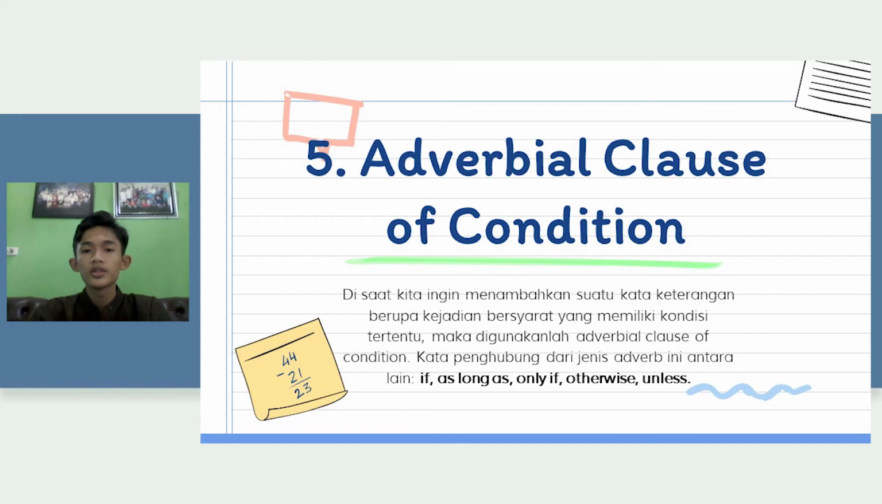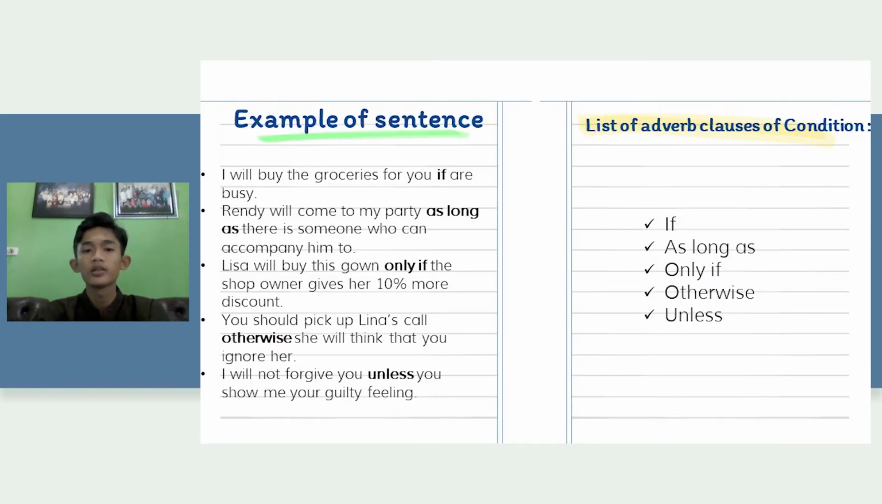Example of sentence using the adverbial clause of condition. Number 1 is I will buy the groceries for you if you are busy. And the meaning is saya akan membelikan bahan-bahan pangan untukmu jika kamu sedang sibuk.